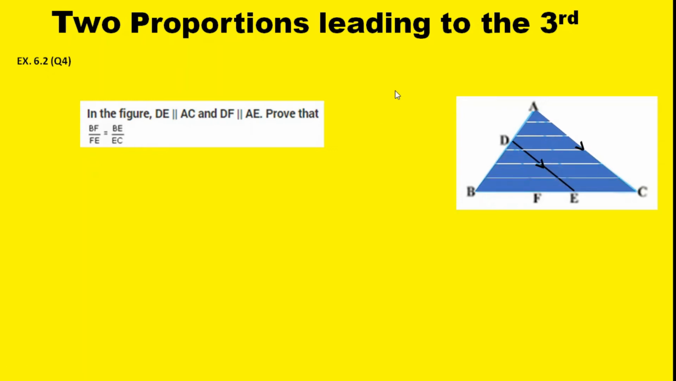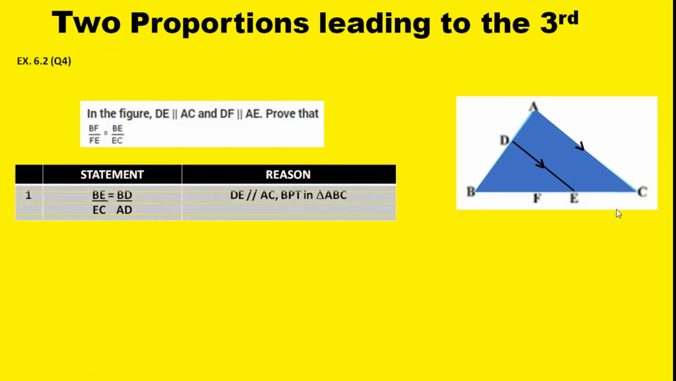So for first, we are taking the complete triangle ABC, taking DE parallel to AC. So we have BE upon EC is equal to BD upon AD. Reason, BPT in triangle ABC. It is important that we write the name of the triangle here. Very, very important, because there are multiple triangles involved in the figure.